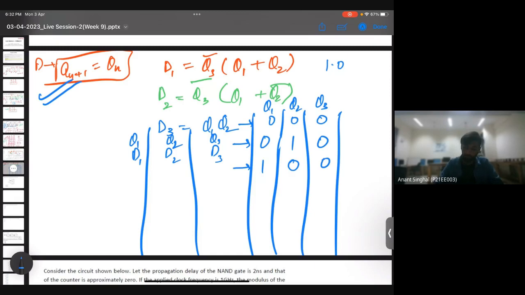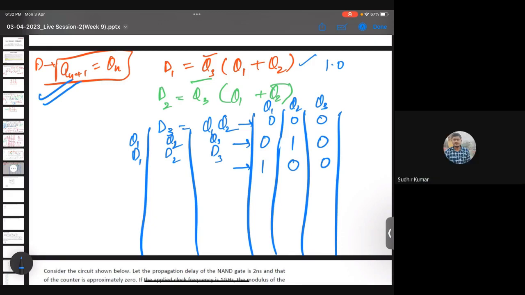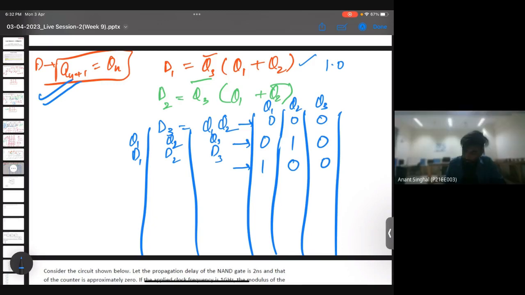I'm just using these expressions to write the next state. Is it fine? Yes, sir. Okay. So similarly, we'll write for all the states. I'm writing correspondingly. You can also write in your notebooks.